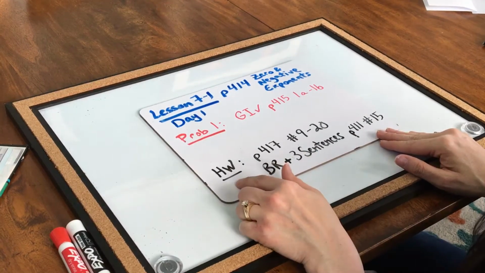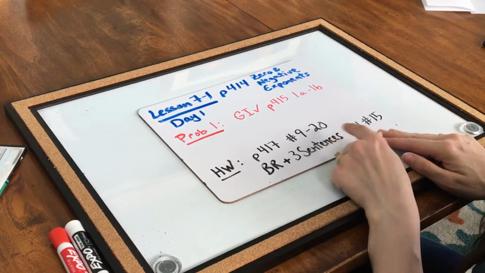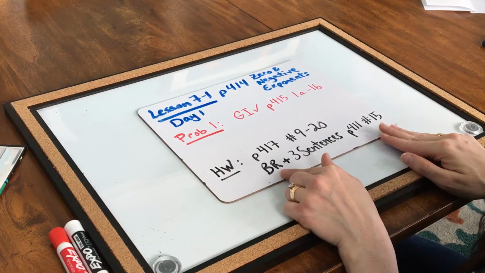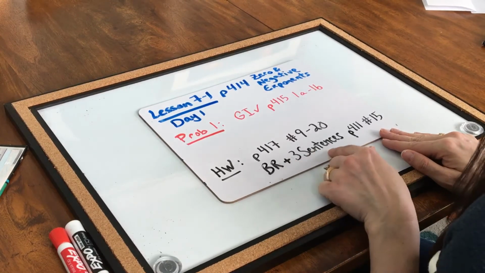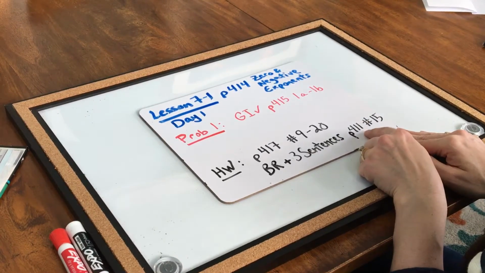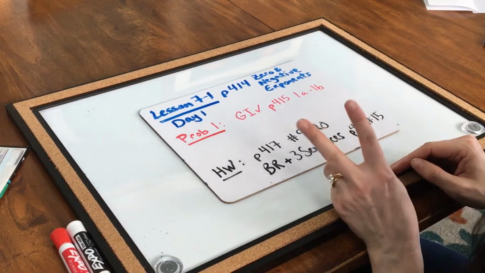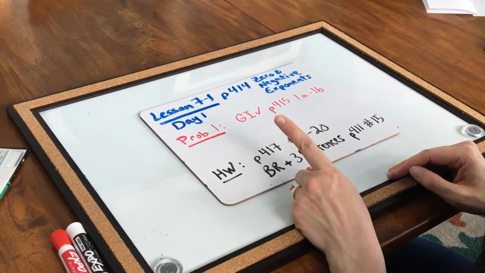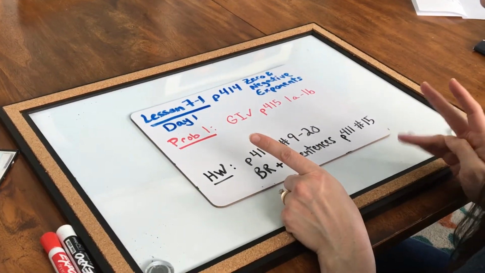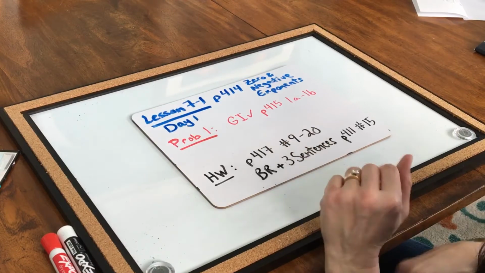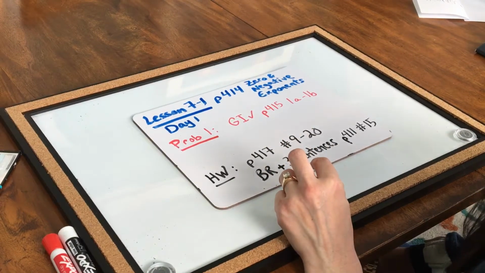Also, your homework for this evening is going to be page 417, numbers 9 through 20. And you're also going to do your bell ringer with that homework as well. So your bell ringer and 3 sentences will be number 15 on page 411. You can do this one of 2 ways. You can either do it written and then scan or take a photo of it and attach it to the Google Classroom assignment. Or way number 2, you can use Google Docs in order to type your answers.